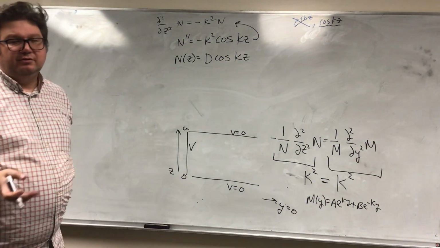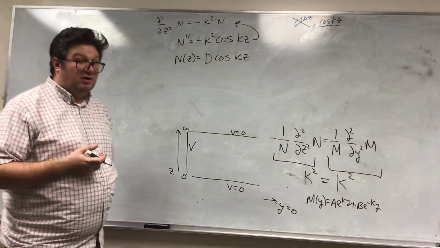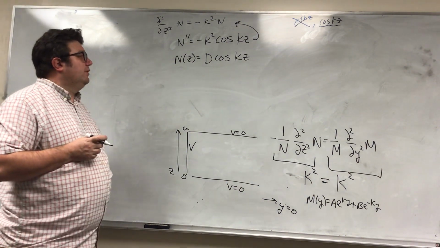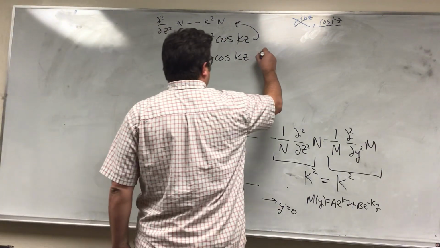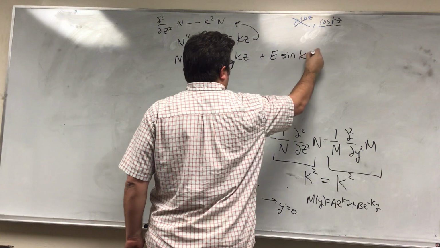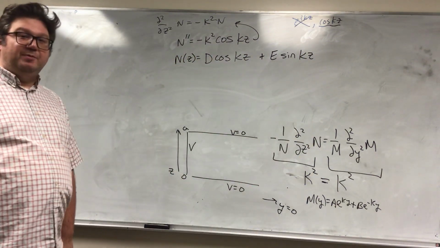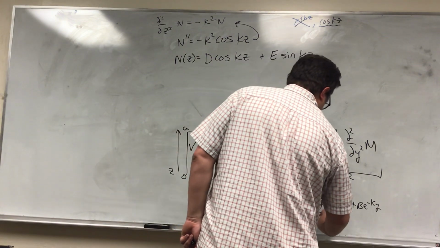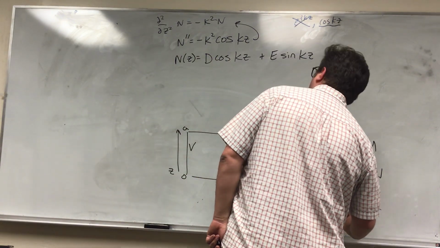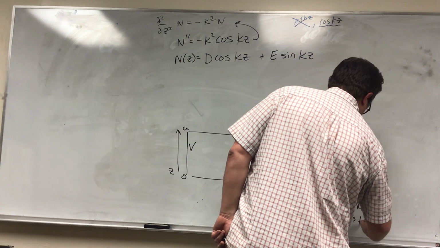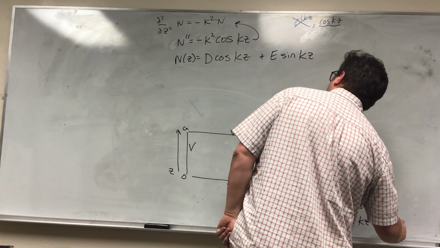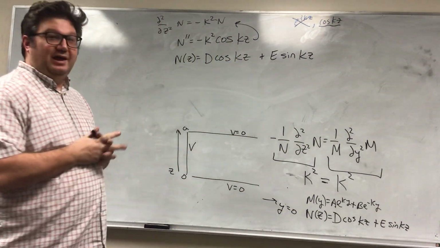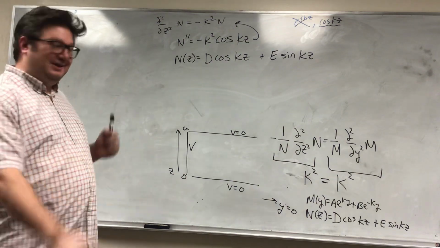And again, for the same reason, you need two valid solutions in order to solve this differential equation. We only have one. So there's a couple different ways we can do this, but it's just nice to pick the orthogonal solution, which is sine kz. So then that gives me two solutions. Okay, now let's start applying boundary conditions.